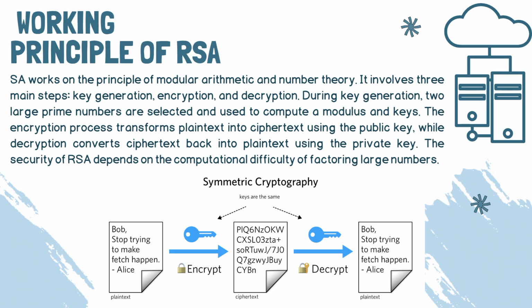So our next slide is the working principle of RSA. RSA works in three steps: key generation, encryption, and decryption. The sender encrypts the message using a public key, and the receiver decrypts it using a private key, which ensures secure communication. Here are the images in which we can see the process and the principle of the RSA algorithm.